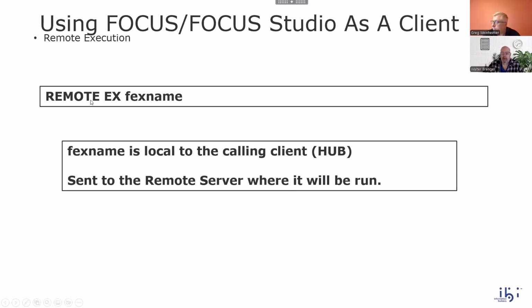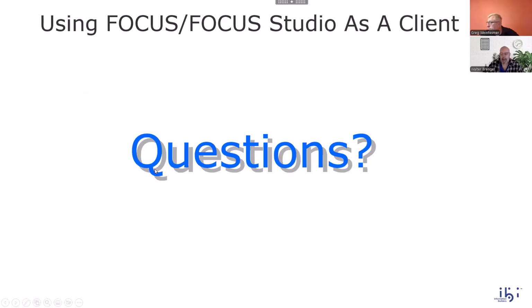You can also do a remote execute fetch name, and the fetch name is local to the calling client. So this is something stored locally on your mainframe, but I want to run it on the remote server. So it'll take that FEX that's local, and then as if you did a dash remote begin, dash include FEX name, dash remote end. And that is all I have for Focus as a client.